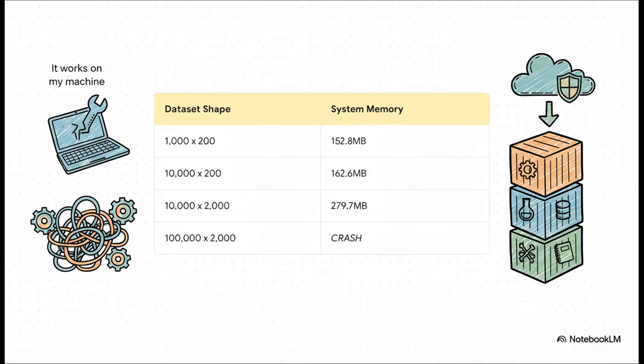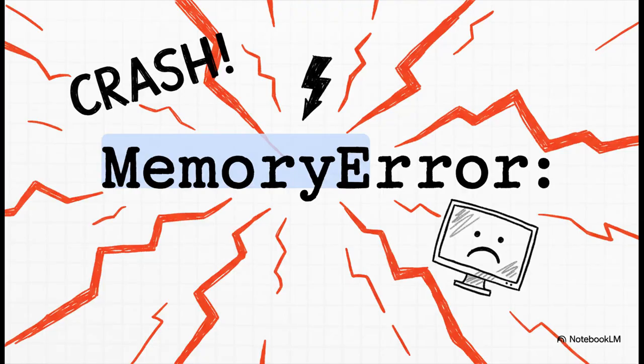All right, so we start generating some data, and keep an eye on the memory. With a small data set, we're using about 153 megs. No problem. We scale it up a bit, 10,000 rows. Okay, memory's creeping up. Now, let's make it wider. 10,000 rows by 2,000 columns. Whoa, now we're at almost 280 megs just for the data itself. You can probably see where this is going, can't you? And there it is. We try to create a slightly bigger data set, and boom, memory error. The program crashes.